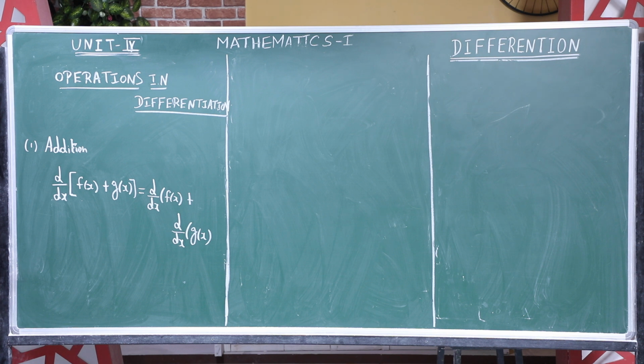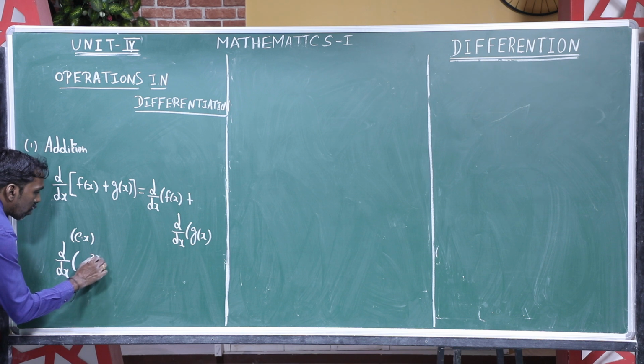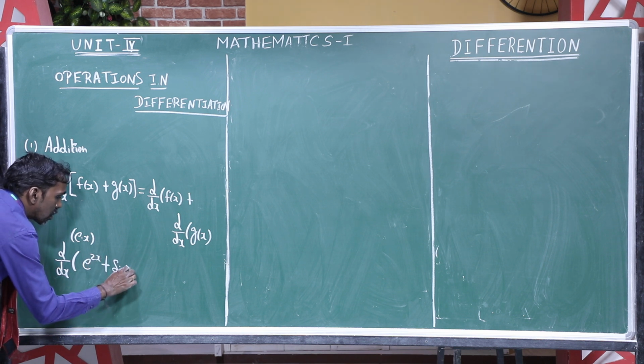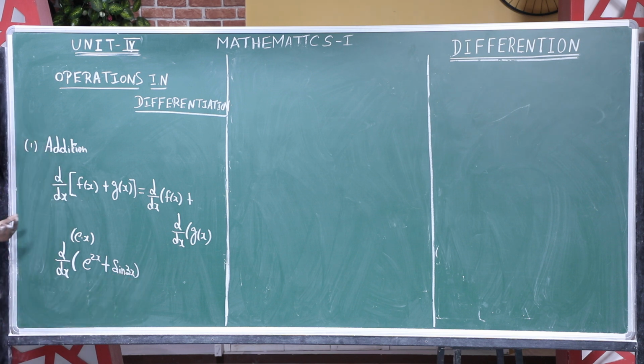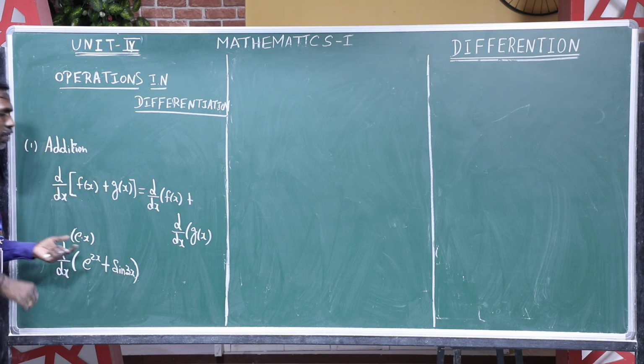You have two different functions, for example x square and e power x. Two different functions, I can just separate the functions. You have to differentiate them separately. For example, d by dx of e power 2x plus sin 3x. There are two different functions, with addition between them. So I can differentiate separately.